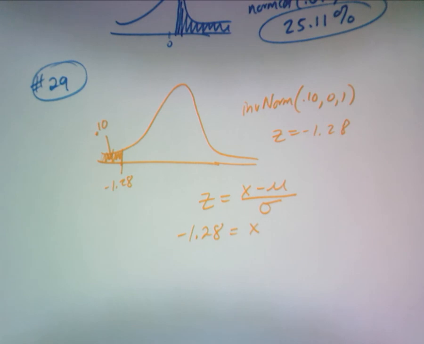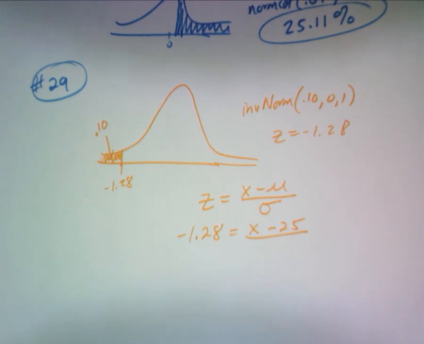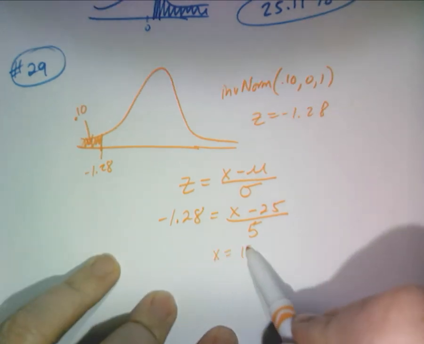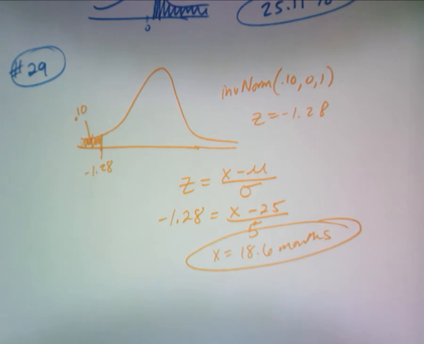Let me read to you what the average is again. The average, they say, is 25 months, and the standard deviation is 5 months. So multiply, add the 25 over, and tell me what you get. 18.6 months is where I want. How many months should a guarantee be made if the manufacturer does not want to exchange more than 10% of them? So about 18 months.